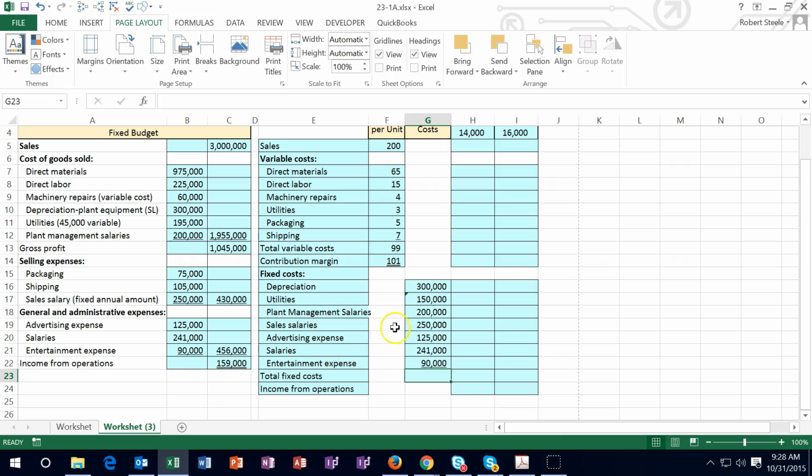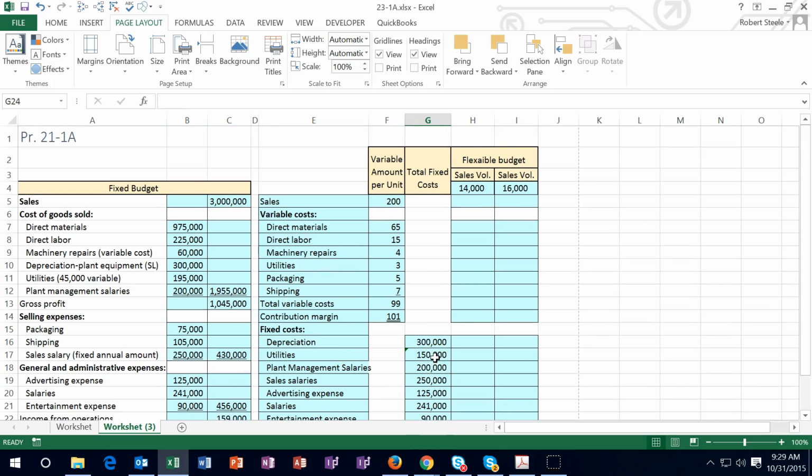And so we are then going to have our total fixed costs. I'm just going to sum these up. So we'll say this equals the sum of the 300, the 150, the 200, the 250, the 125, the 241, and the 90. All right, so now we're going to basically make our two budgets based on the 14,000 sales volume and the 16,000 sales volume. So if we say that sales is 200 per unit and we make 14,000 of them, I'm just going to say we have 200 times 14,000. That gives us sales of 2,800,000.